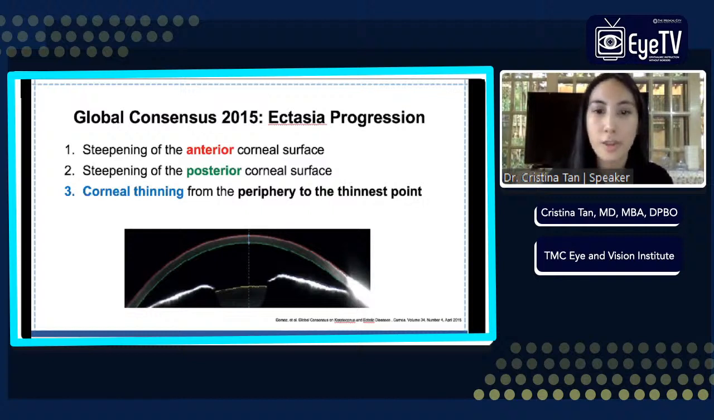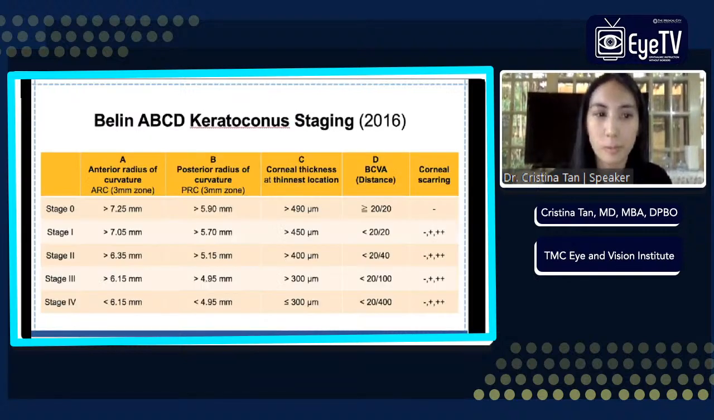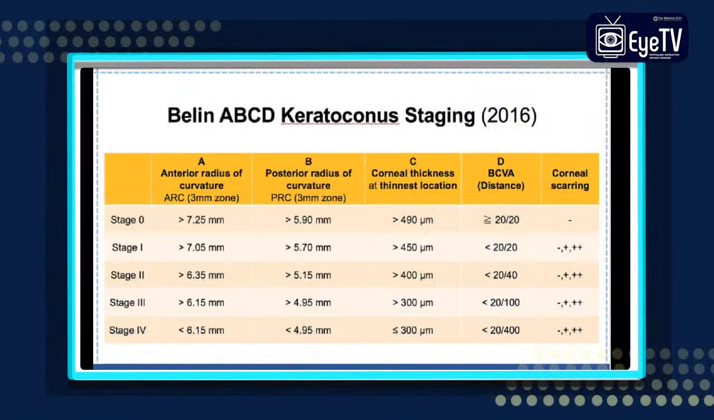So if you look at this Scheimpflug image, you can clearly see that the definition encompasses the anatomical structure of your cornea. So you're looking at the front and the back corneal surface as well as the thinnest point. So in 2016, Professor Belin developed the most recent classification system for grading of keratoconus, and this addresses the global consensus definition of progression.